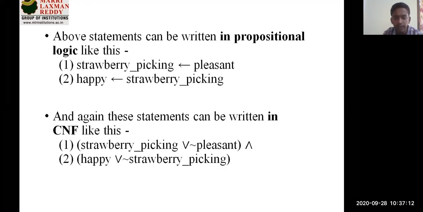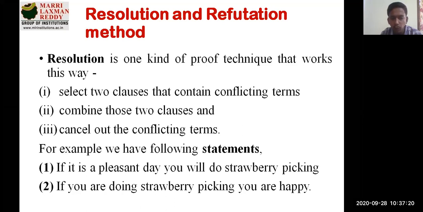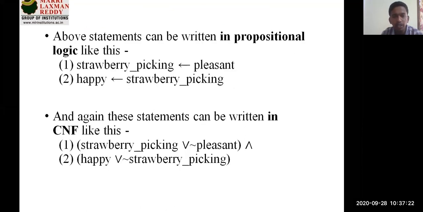Let's see here how the statements can be written with respect to your propositional logic. So the previous two statements, statement 1 and statement 2, can be written with respect to your propositional logic in the given manner. Pleasant implies strawberry picking, and strawberry picking implies happy. So here you can see A implies B and B implies C. That is, A implies C. The same thing we are going to apply here with respect to your propositional logic. So this is how you are writing your given statement.